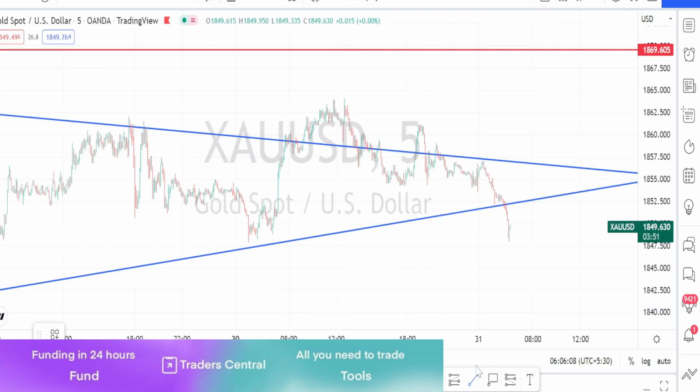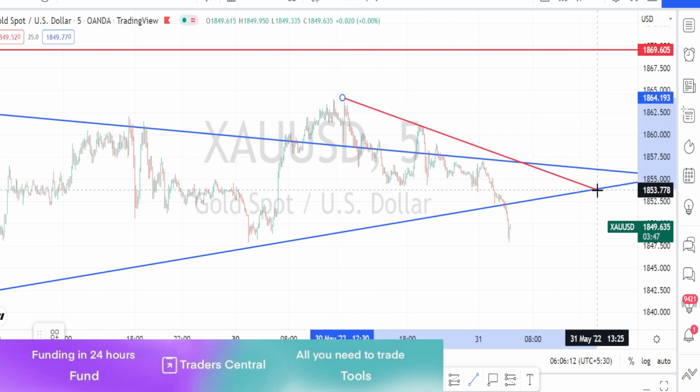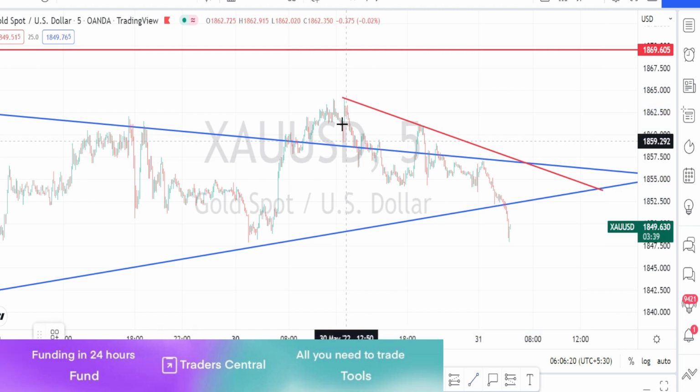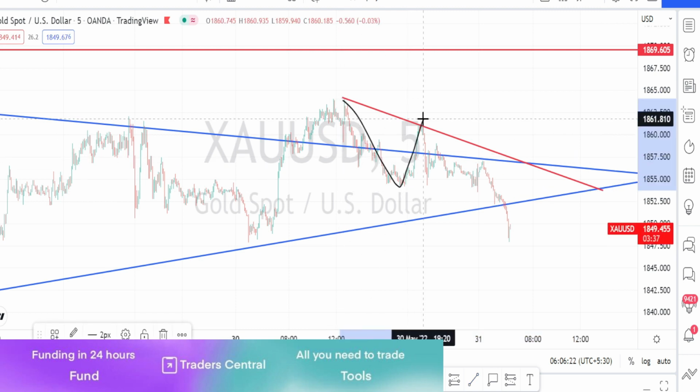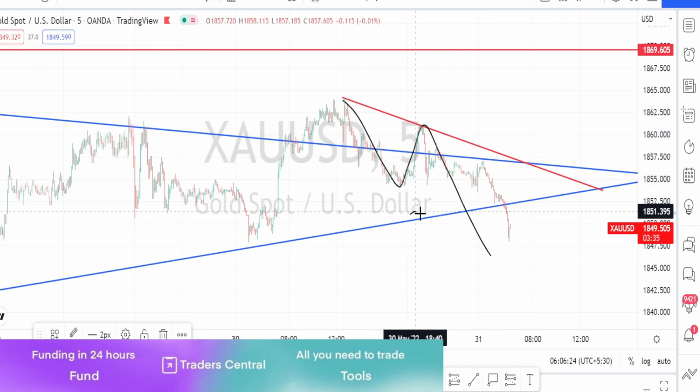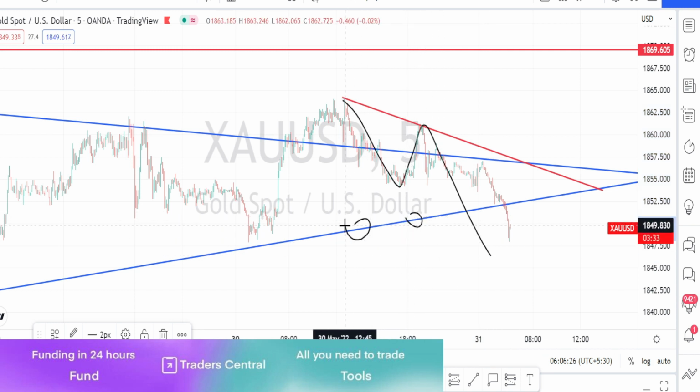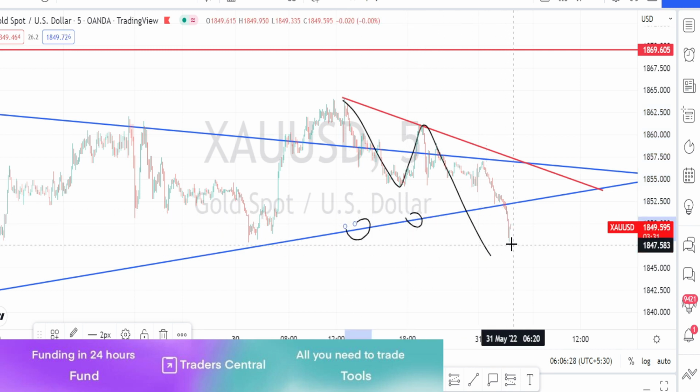I am in 5 minutes time frame now. When we analyze the price action in 5 minutes time frame, I am drawing one more resistance line or the trend line, and we can clearly notice that it has broken the support line of the hourly time frame, and it is in a very nice downtrend.